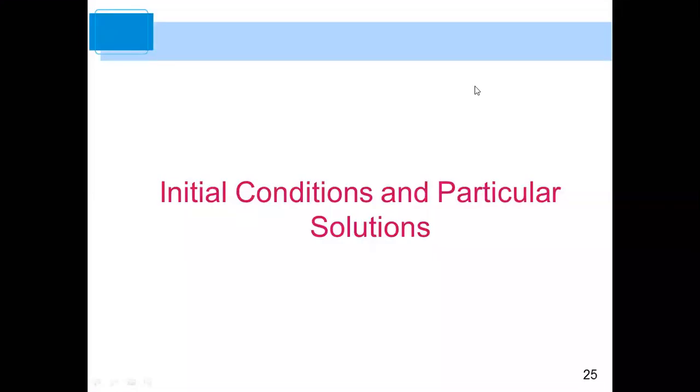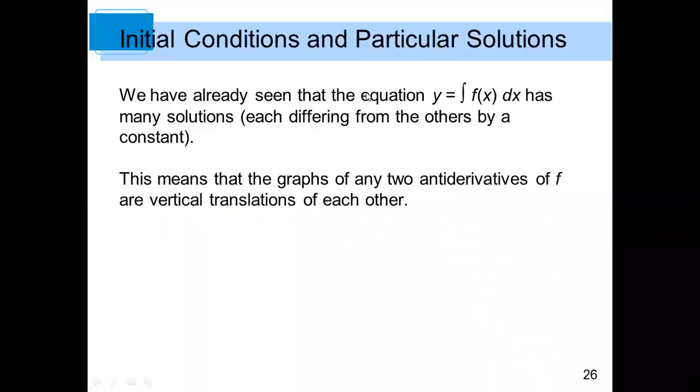All right, let's talk about some initial conditions and particular solutions. What we're talking about with this is we've already seen that the equation y equals the integral of f of x dx has many solutions, each differing from the others by a constant. This means that the graph of any two antiderivatives of f are vertical translations of each other.